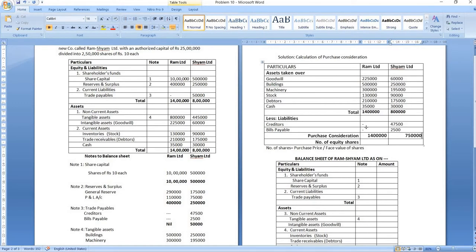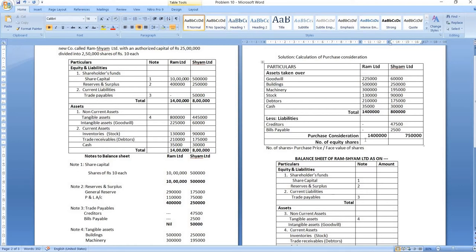Next step that we are going to do is calculate the number of equity shares. Where is this required? It is required while we are preparing the balance sheet. Here is the formula for calculating number of shares. You have to take purchase price and then divide it by the face value of the shares. Purchase price is the purchase consideration which we have calculated just now. Face value of the shares is given here in the authorized capital. Face value is 10 each.